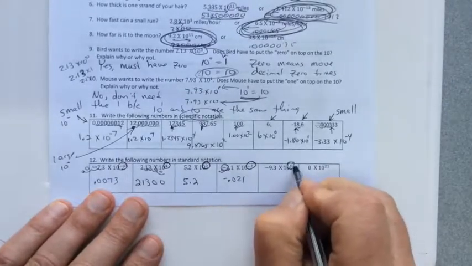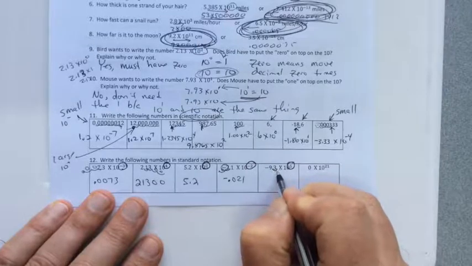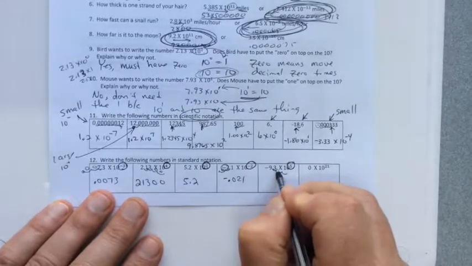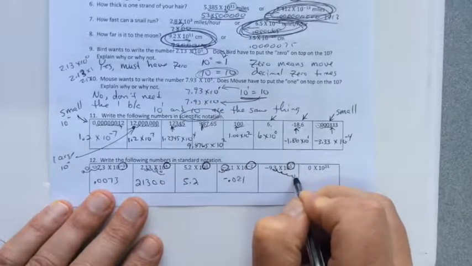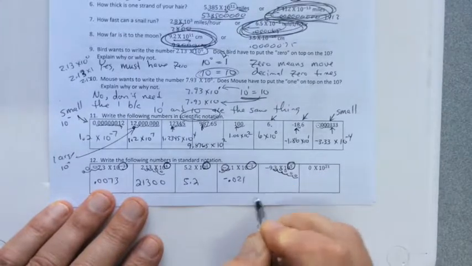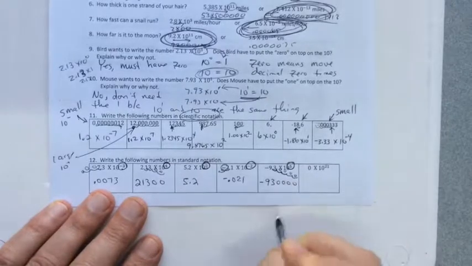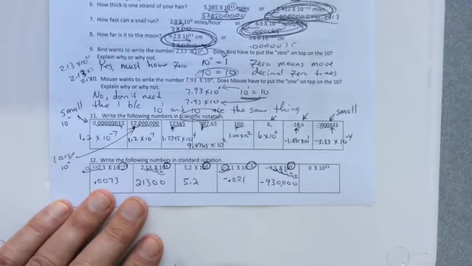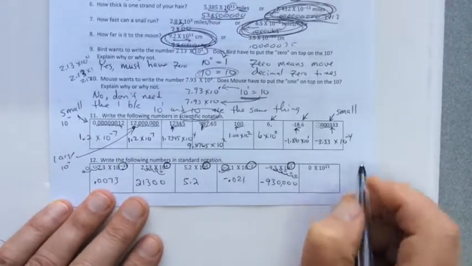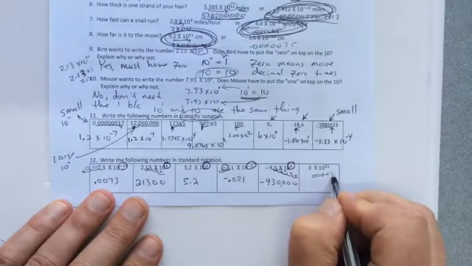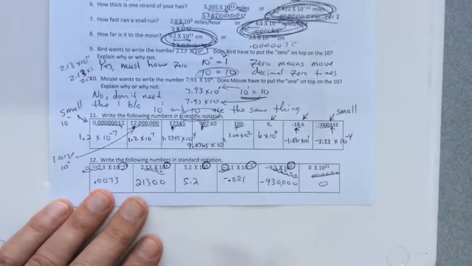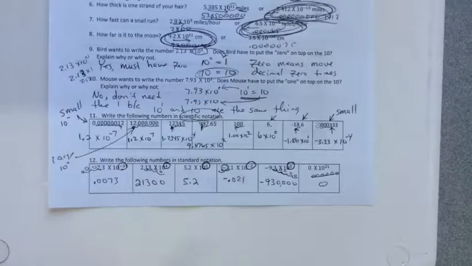Make it bigger by 5. 1 goes there, and then 1, 2, 3, 4, 5 leaves 1, 2, 3, 4 spaces for 0. So it's a negative 9.3 with 4 zeros. And some people put 21 zeros. Okay, for crying out loud, if you put 21 zeros, 0 is 0. 0 times anything is just 0. Okay, there's the first page.